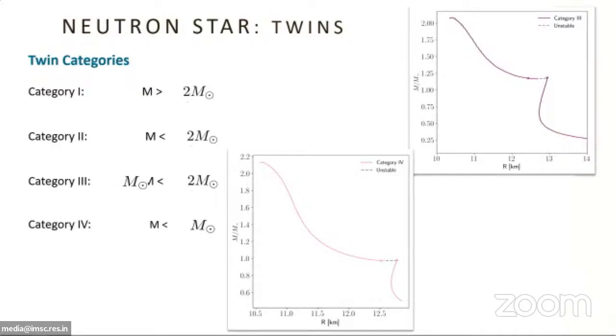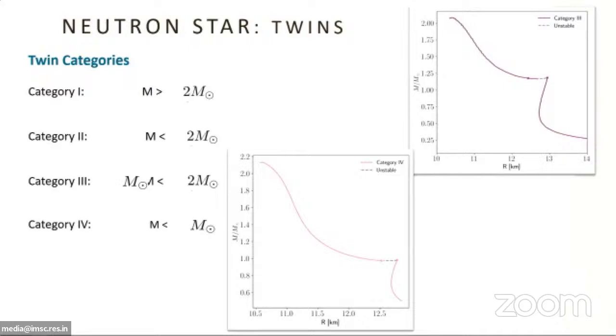And there is one extra special category, where the first branch doesn't go above 1 solar mass. Why 1 solar mass? Because most of the neutron stars measured till now are above 1 solar mass, barring one pulsar, which is an HESS mass. So mostly these are the 4 types of twin stars that I can have.